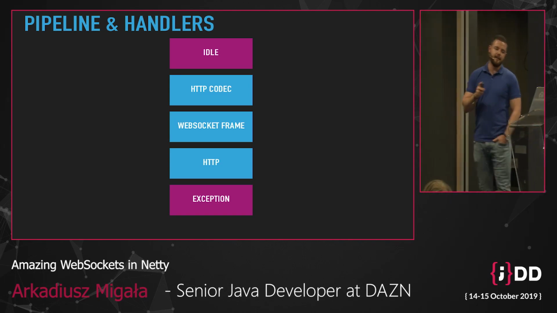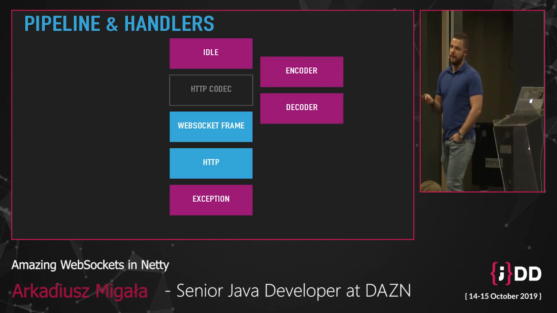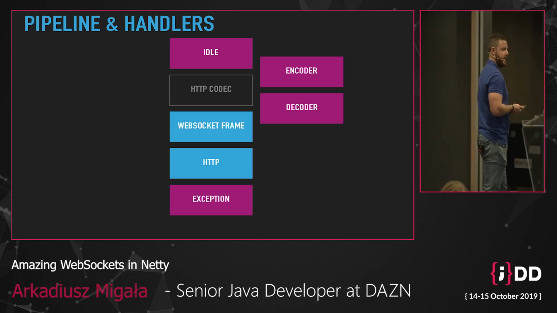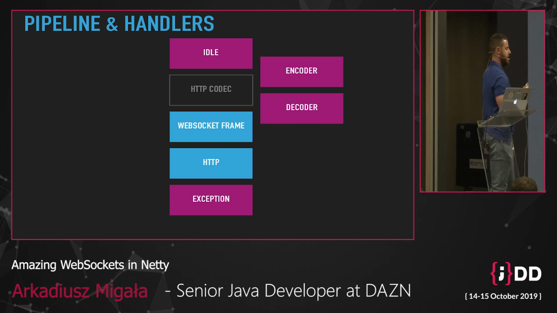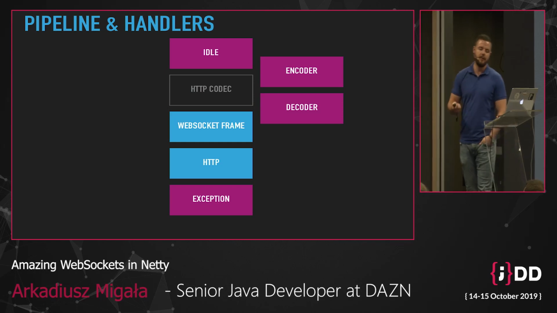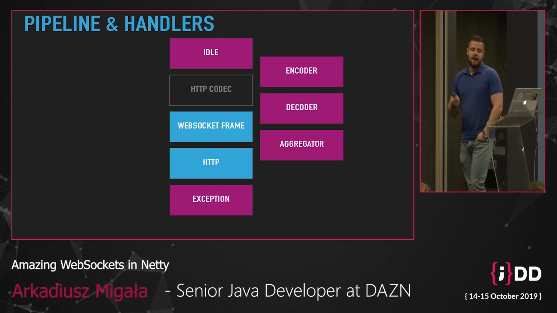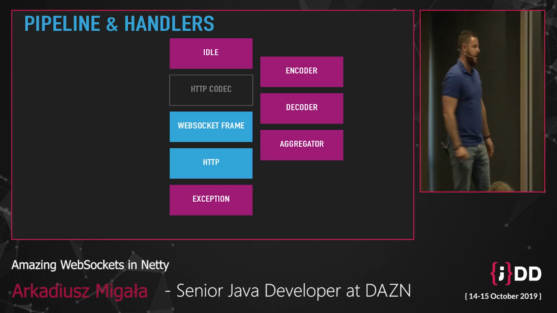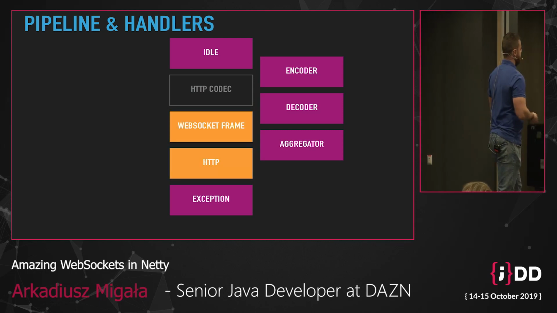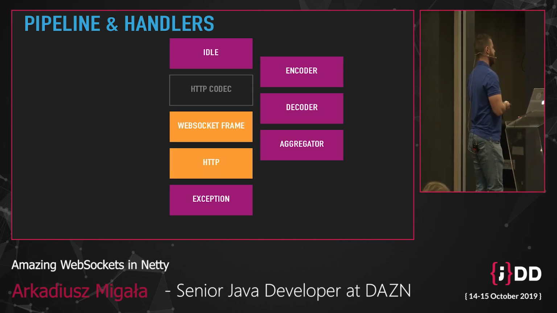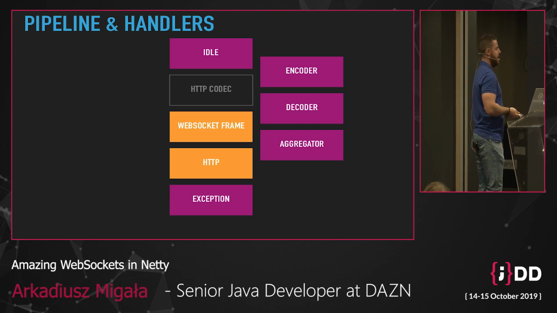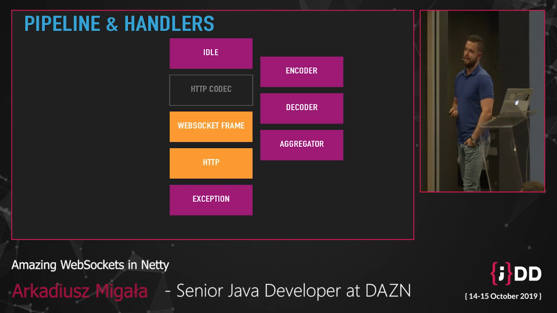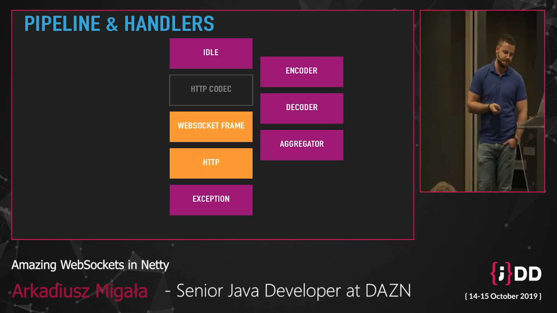We can also extend this HTTP codec, because we used the Netty object here, but we can prepare our own encoder and decoder to use our own object if we have such a need. We can also add an aggregator to aggregate the events some way. And of course, we can extend these WebSocket frame handlers and these HTTP handlers. So we can do a lot of stuff with this application.